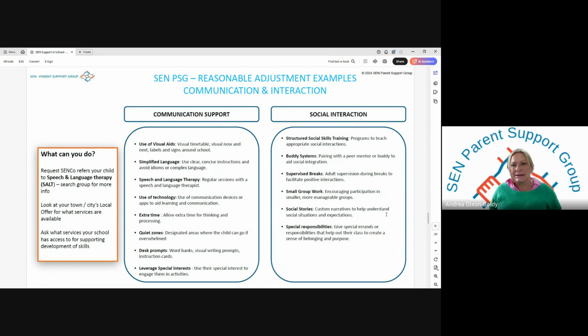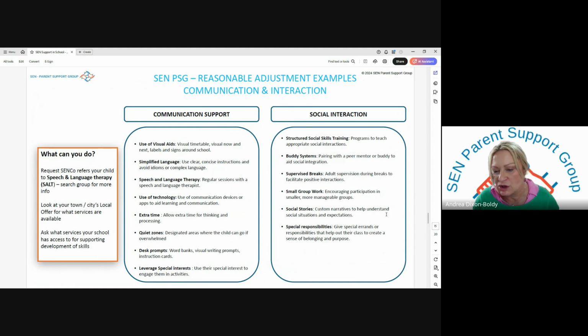Reasonable adjustments, by example, communication and interaction. So what can you do? You can request the SENCO refers your child to speech and language therapy for a full speech, language and communication needs assessment. Look at the local offer and what services are available. Ask what services your school has access to for supporting development of skills.